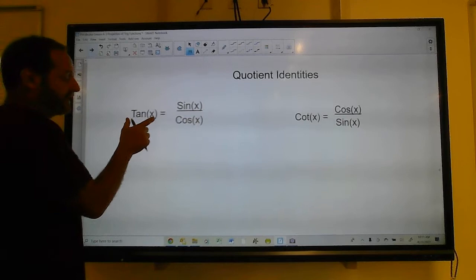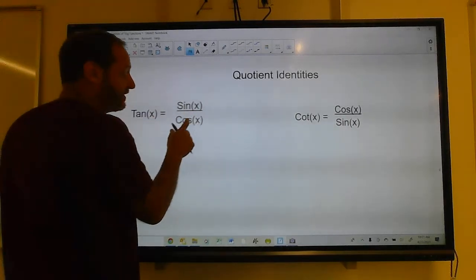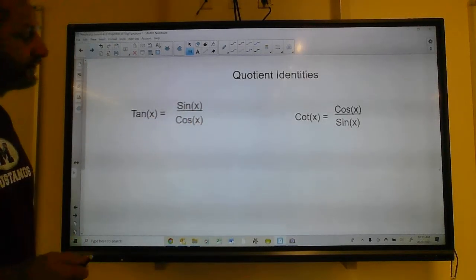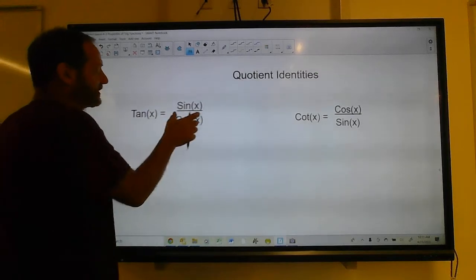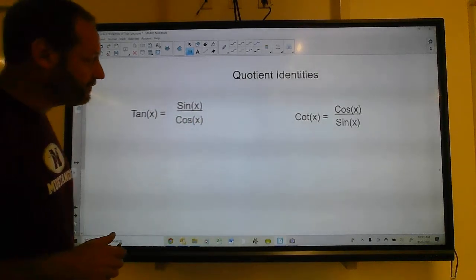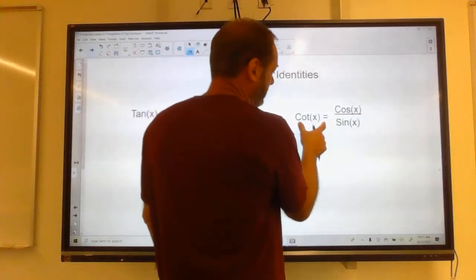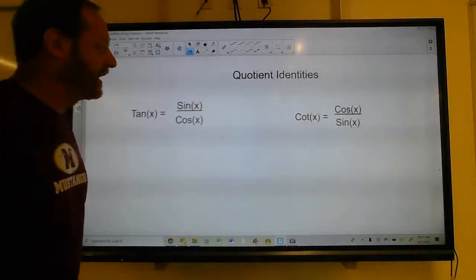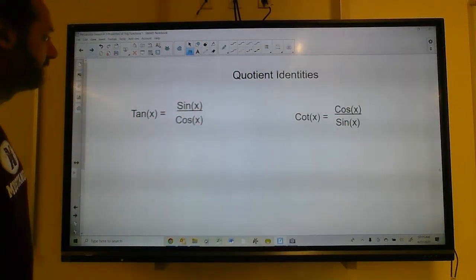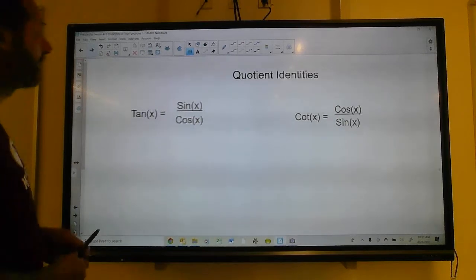Sometimes it's convenient to write it like this. Sometimes it's more convenient to write it like this. And you'll see examples when you'd rather take this and turn it into this. Same thing with cotangent. It's just cosine over sine, because it's the reciprocal of tangent, right? I expect you to know these by heart too.